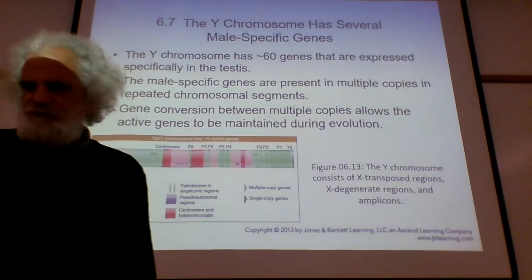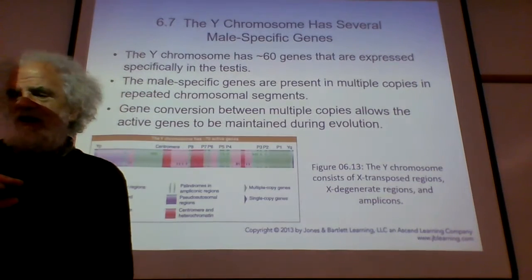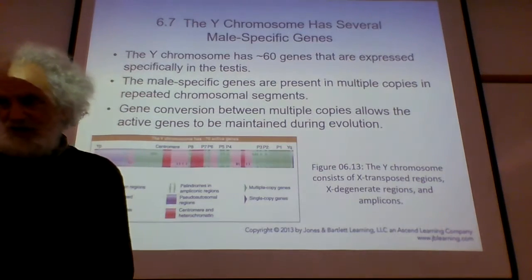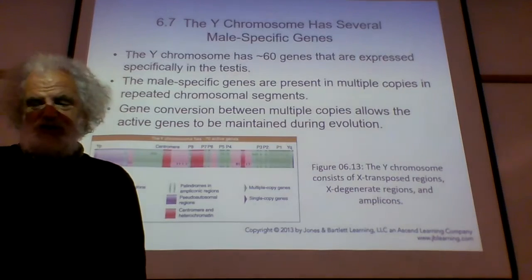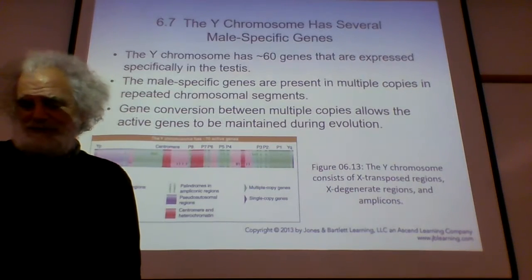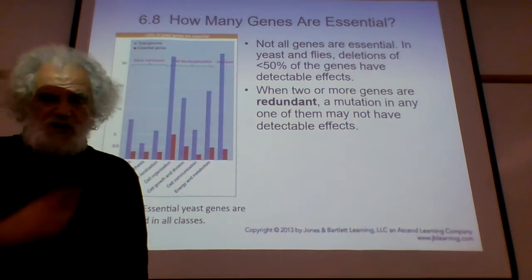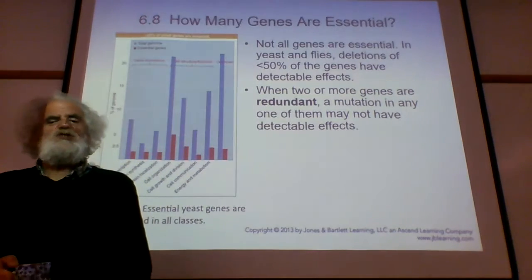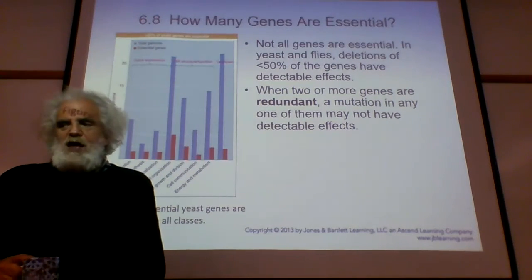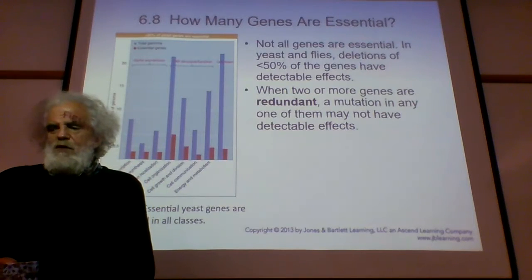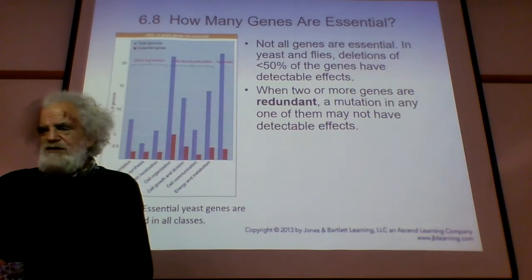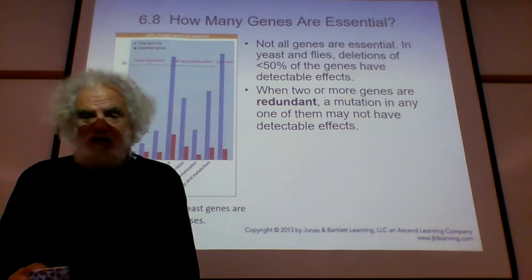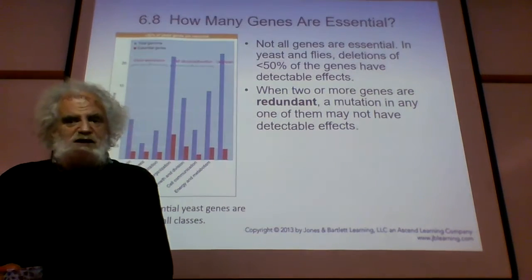The Y chromosome shows a number of genes that have been replicated and duplicated within the evolution of mammals. So a really good question to ask is how many genes are essential? One of the things we know is that you can delete approximately half of the genome, or half of the genes, and not have any detectable effect.